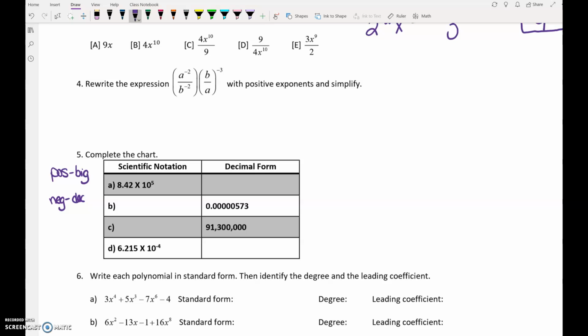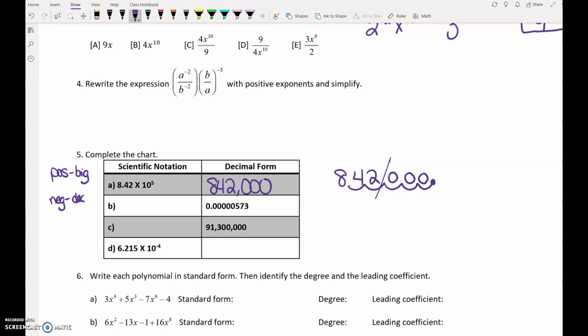So 8.42 times 10 to the 5th, because that is a positive 5, we're talking a big number, like thousands. So we need to move the decimal point to the right 5 times. So 1, 2, 3, 4, 5. And it's kind of weird in there, so if you need to, write it out to the side, 1, 2, 3, 4, 5, fill in those blanks with zeros. So this is going to be 842,000.